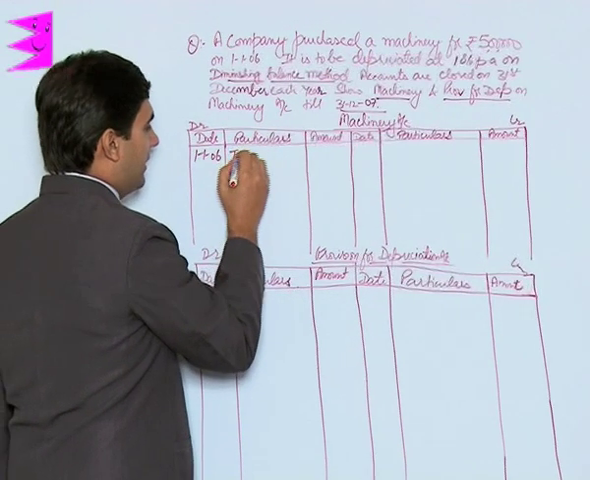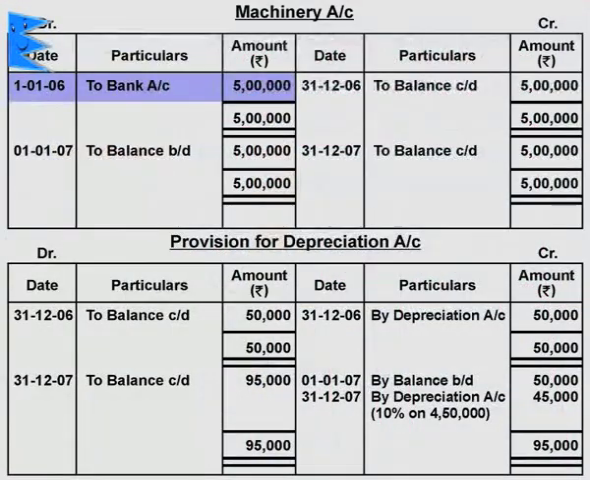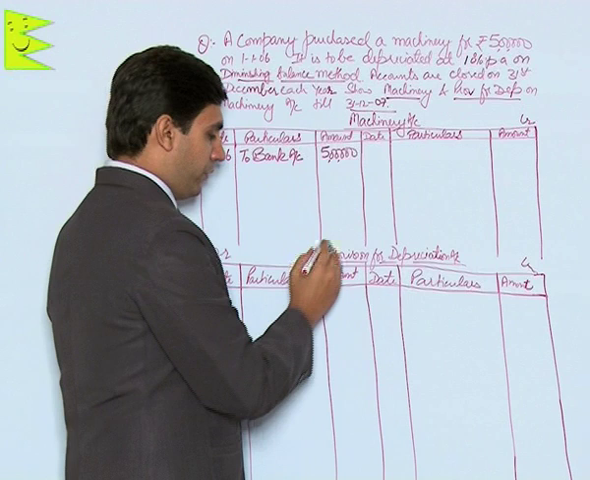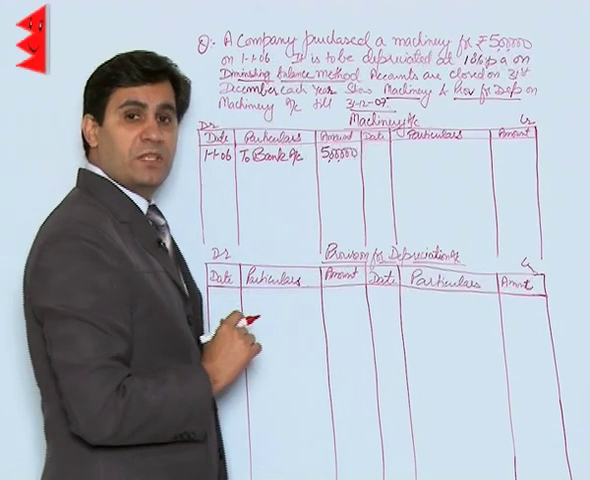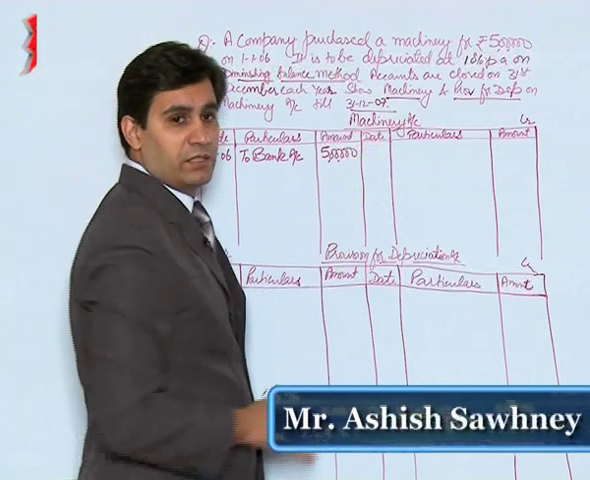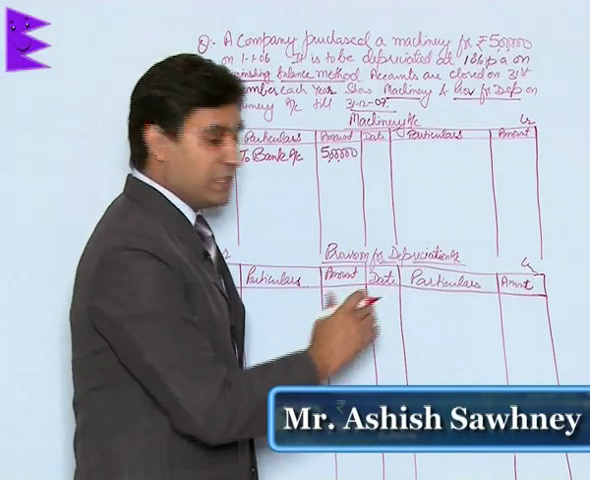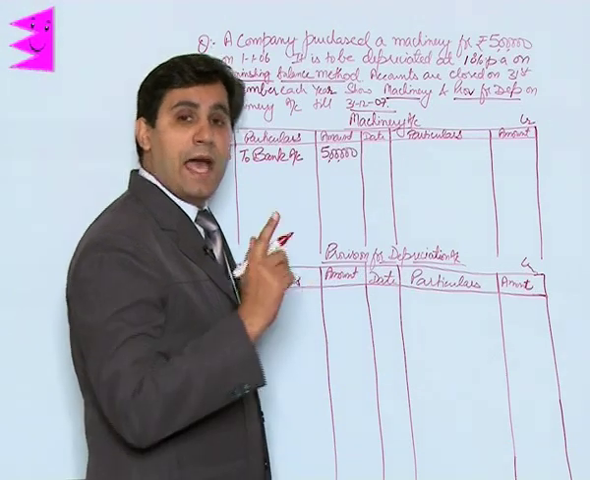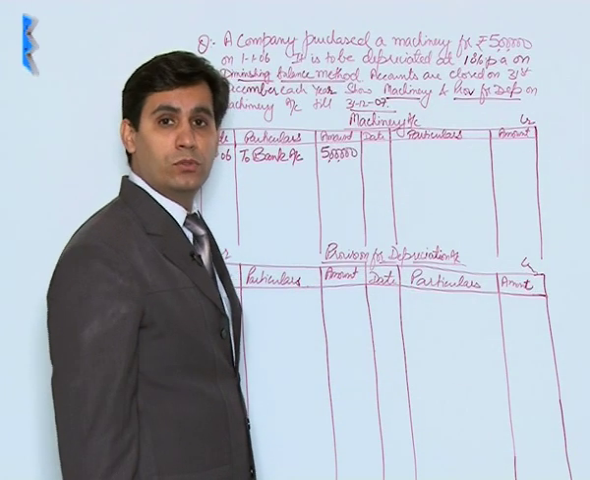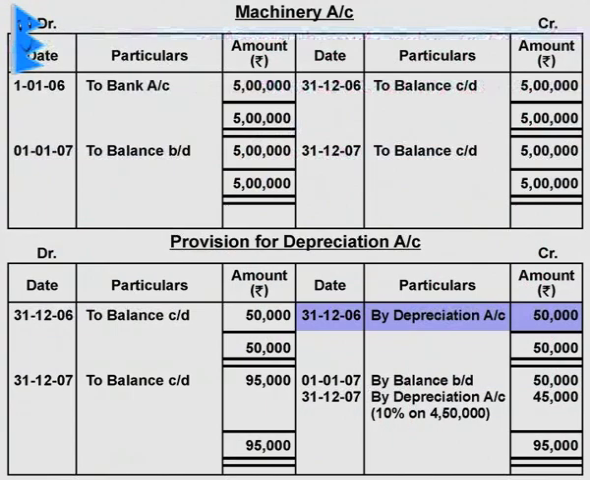So on 1st January 2006 the entry would be to bank account in the machinery account for rupees 5 lakhs. Now since in this case we are preparing provision for depreciation account, the depreciation of 10% on 5 lakh, that is 50,000 for the first year, would be charged to provision for depreciation account, as the journal entry in this case is depreciation to provision. So on 31/12/2006 it is by depreciation, amount is 10% of 5 lakh, that is 50,000.